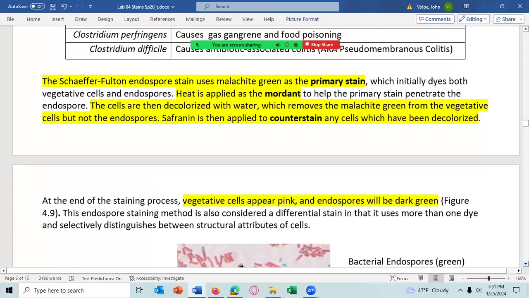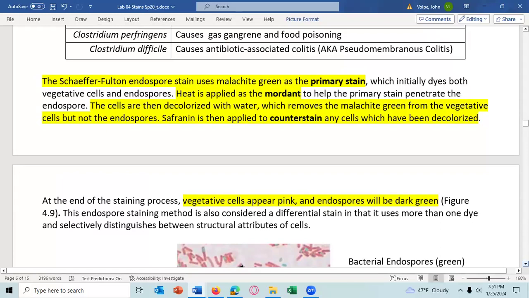Let's talk about the endospore stain. It's also called the Schaefer-Fulton stain because Schaefer and Fulton were the first people to invent it. The endospore stain uses malachite green as the primary stain. It gets in both the vegetative cell and the endospore. The vegetative cell will be the parent cell that will make the endospore.